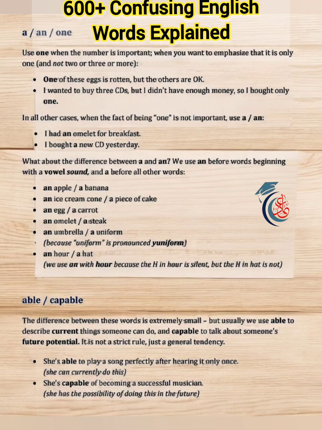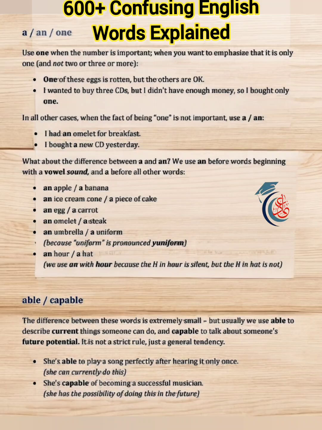What about the difference between a and an? We use an before words beginning with a vowel sound, and a before all other words. An apple, a banana. An ice cream cone, a piece of cake. An egg, a carrot. An omelette, a steak. An umbrella, a uniform, because uniform is pronounced "yuniform". An hour, a hat. We use an with hour because the H in hour is silent, but the H in hat is not.